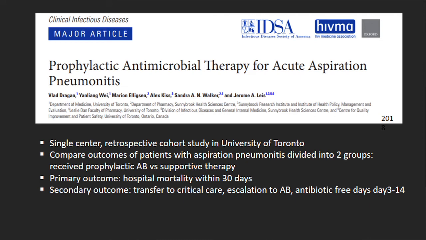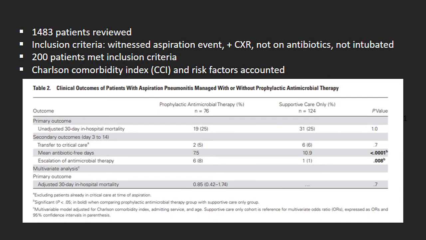And then the secondary outcomes were transfer to critical care, escalation of antibiotics, or antibiotic-free days measured between day 3 and 14. So they reviewed 1,483 cases. The inclusion criteria were a witnessed aspiration event plus X-ray infiltrate. Patients were not on antibiotics at the time of the aspiration. They were not intubated. 200 patients met these specific criteria. They calculated a comorbidity index, so they accounted for confounders and comorbidities.